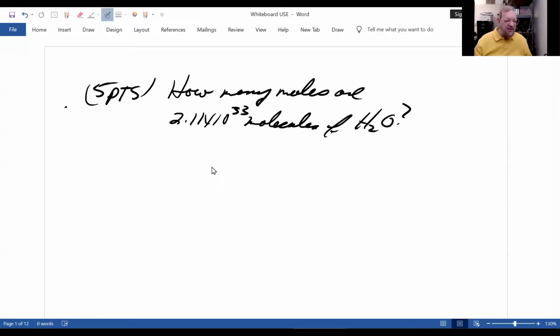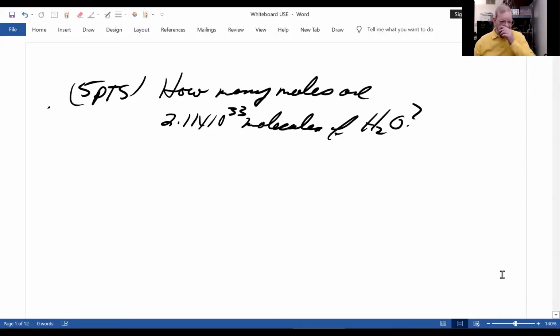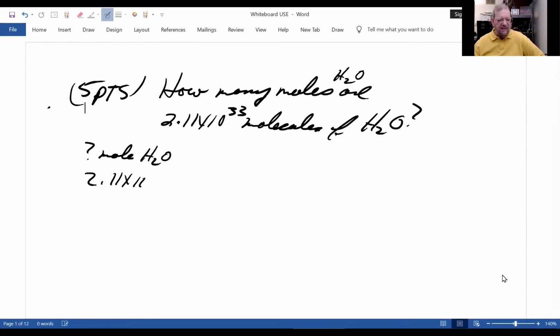I'll do this one, then I'm going to have you try one because you know I'm going to share the fun. So the question is, how many moles are 2.11 times 10 to the 33 molecules of water? So what are we trying to find? Moles of water. And what are you given? How many molecules of water do you have?